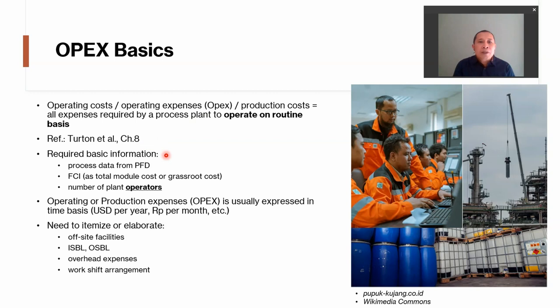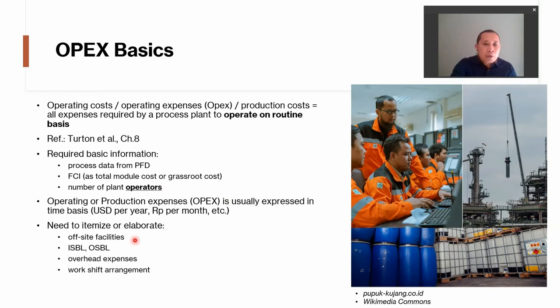And for calculation of OPEX, we require some basic information. Of course, we will require process data from the process flow diagram. We will require FCI actually, so it's only natural that this module comes after we discuss plant cost. And also we will require the number of plant operators. We will show later on that this is actually a pretty restricted definition, so not all of the labor will be used as a basis to calculate OPEX. OPEX is usually expressed on a time basis, for example, US dollars per year or rupiah per month, etc.